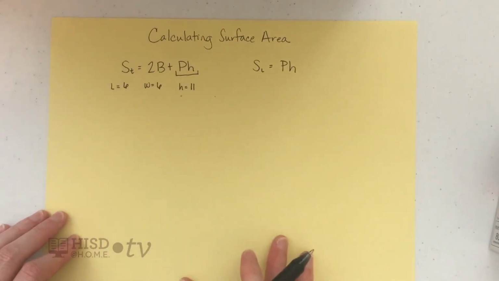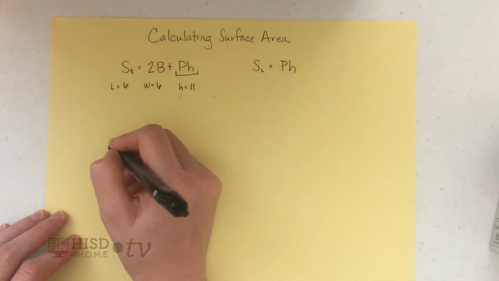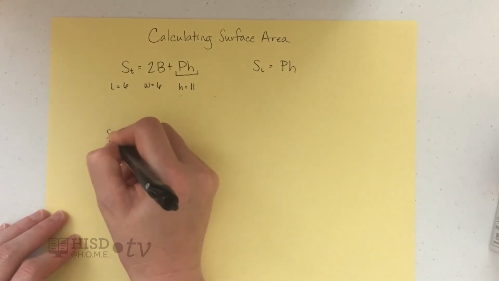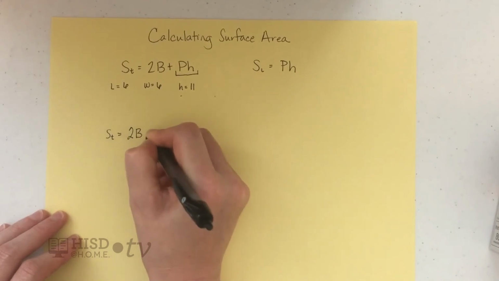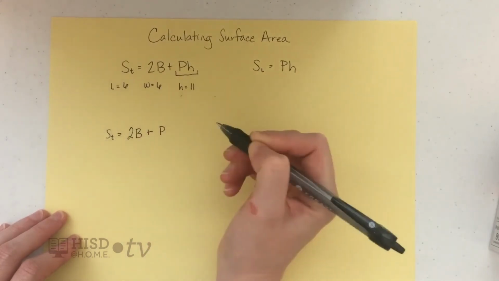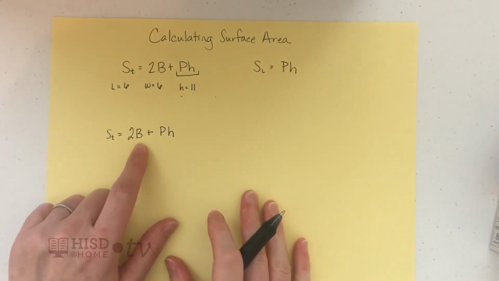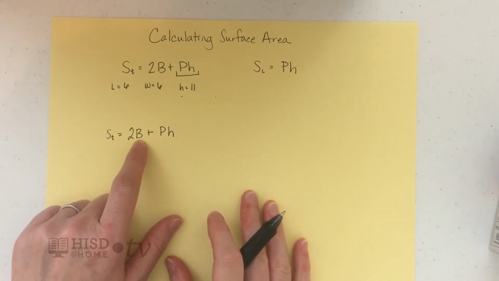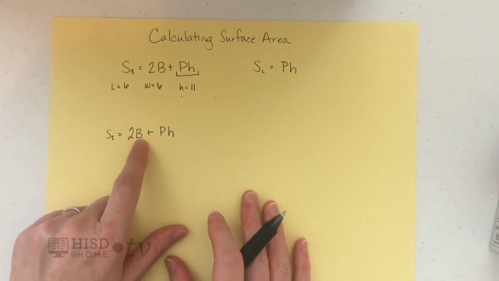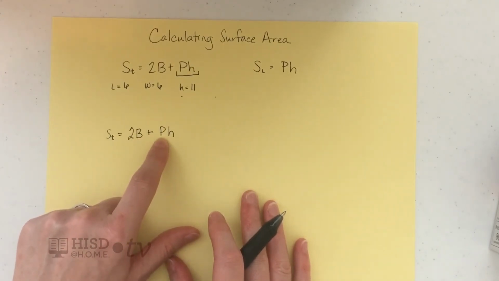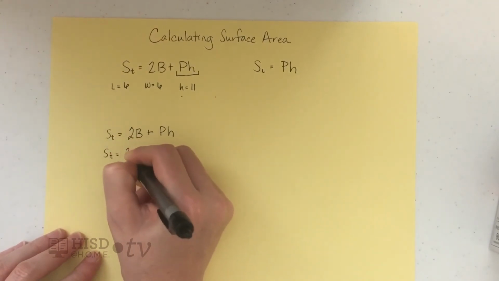In order to move through these calculations, we need to always start by writing our formula. So our formula for our total surface area is 2 times the base area plus the perimeter of the base times the height. Now the next thing I'm going to do is expand this formula by specifying what formulas I'm going to use to find the base area and the perimeter of the base. So let's do that. So 2.